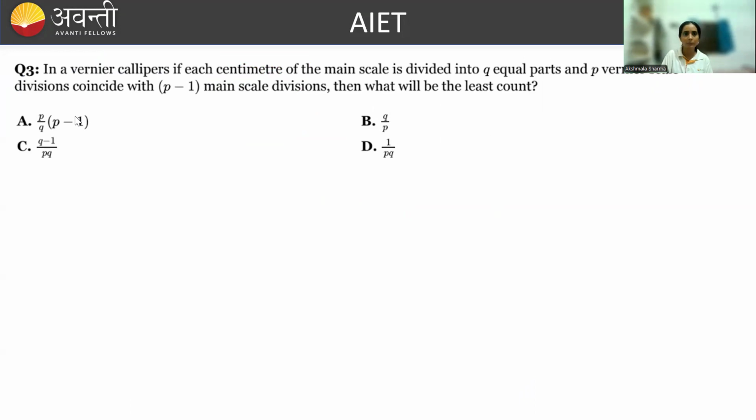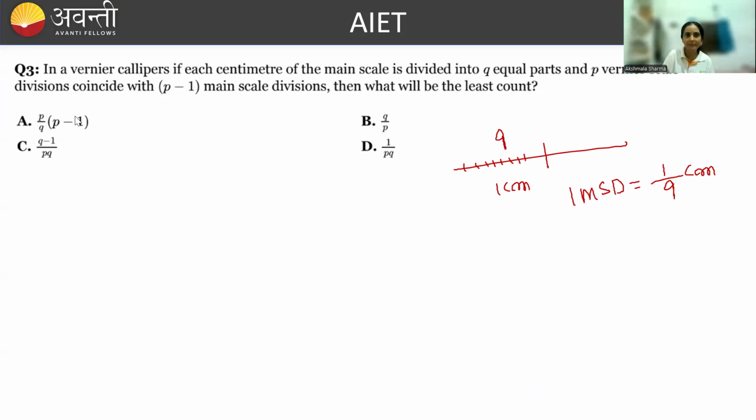In a vernier calipers, if each centimeter of the main scale is divided into q equal parts, how many divisions does the main scale have? Each centimeter, that is 1 centimeter, is getting divided into q different divisions. So the value of one division, that is one main scale division value, is equal to 1 by q centimeter, because 1 centimeter is divided into q parts.